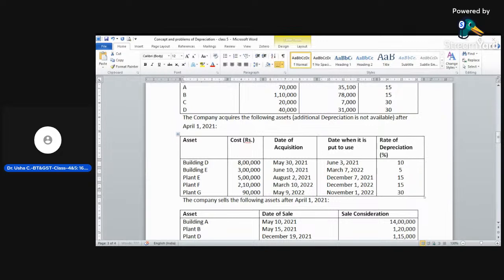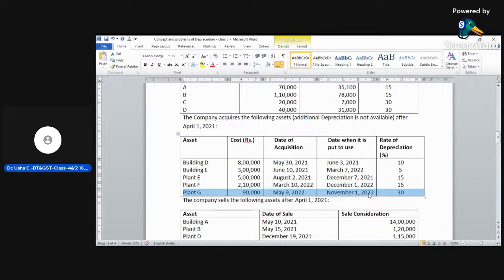But the put to use concept is applicable only in the year of purchase. In the year of purchase, if the asset is not put to use, or if the asset is put to use for less than 180 days, that concept is applicable. But in the next year, not in the year of purchase, whether the asset is put to use or not, we are going to charge the full rate of depreciation. Clear? Now, for this, we were considering the purchases during the year.